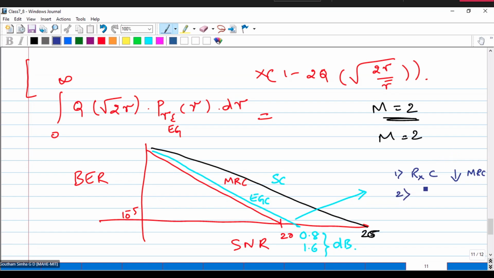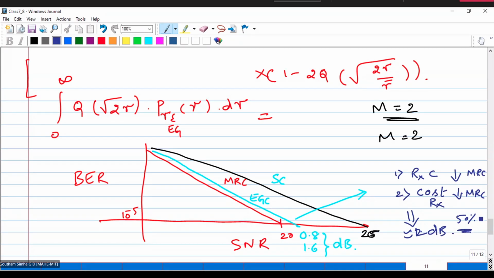Now, what is another thing? Receiver computational complexity has been reduced. Hence, the design of the receiver will be cost effective compared to any other scheme. And what is the trade-off? You are losing approximately 2 dB, which means a maximum of 50% more power you may need in order to get the MRC performance.